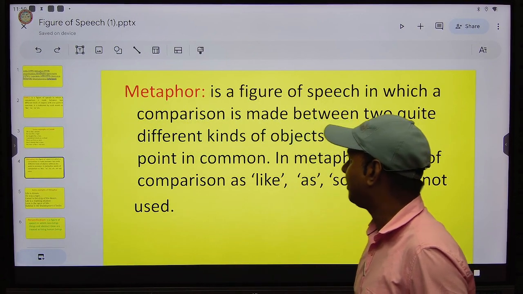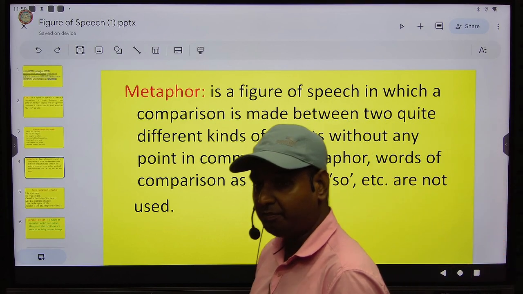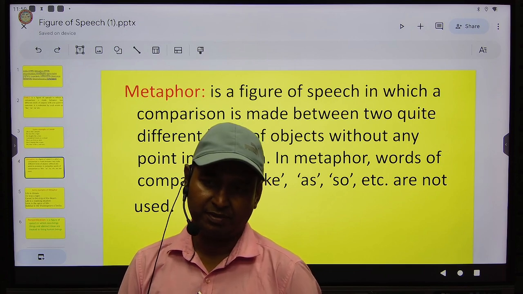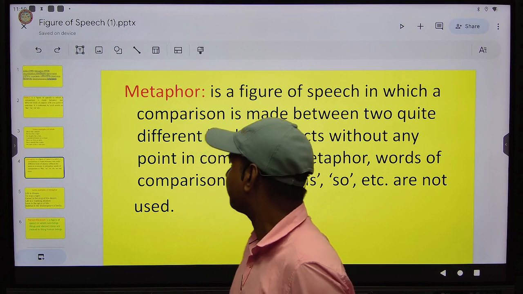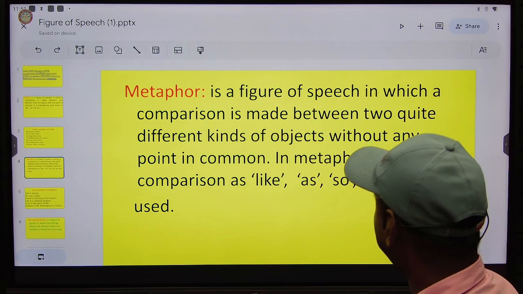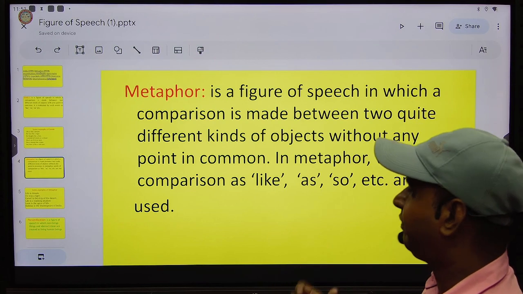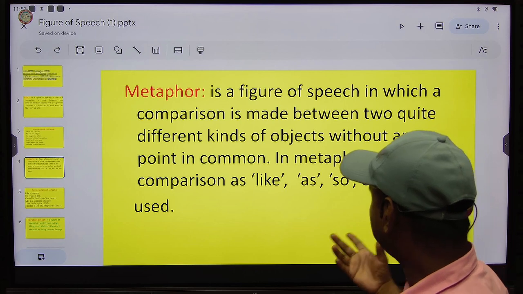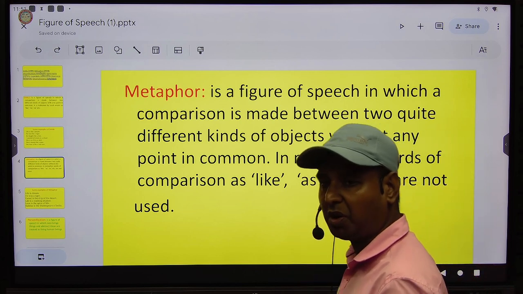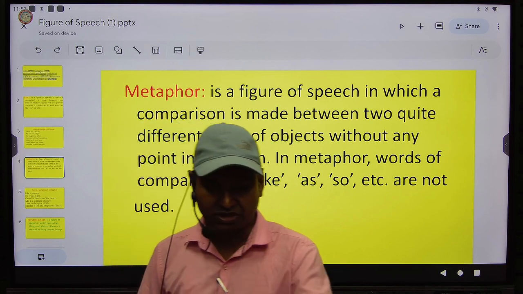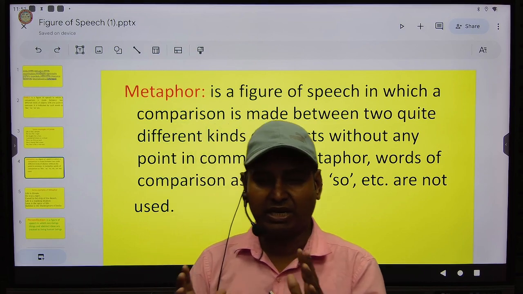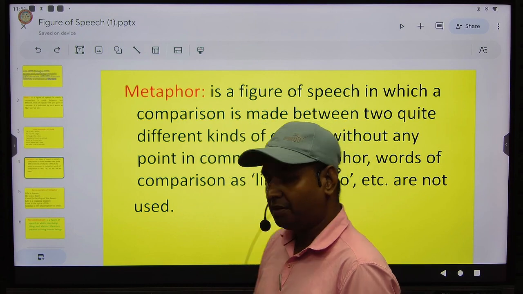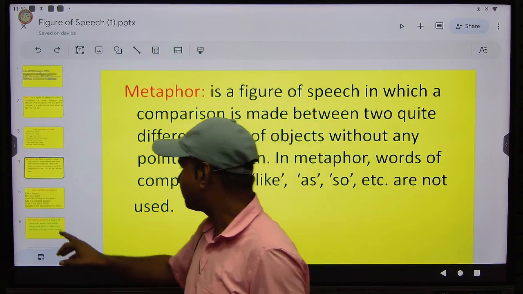Metaphor. What is metaphor? Metaphor is also a figure of speech in which two different objects are compared, but the comparison words are not used. It is a figure of speech in which a comparison is made between two quite different kinds of objects without any point in common. In metaphor, words of comparison like, as, so, etc. are not used. In simile, we saw that these comparison words are used, but in metaphor, these words are not used. So, we will see some examples of this metaphor.